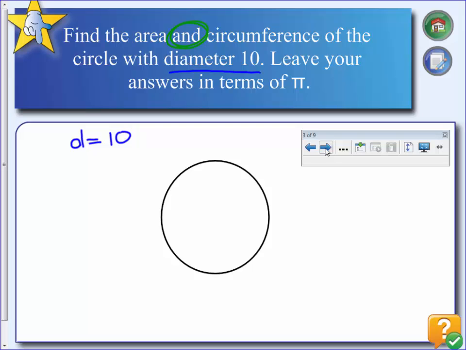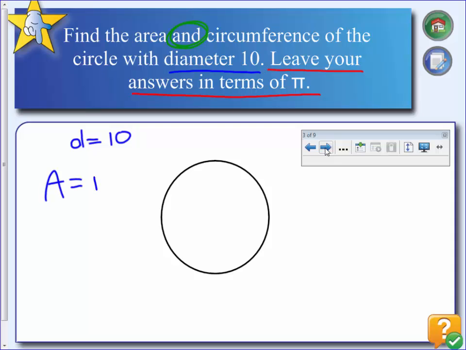Now this next part: leave your answer in terms of pi. What that means is quite literally pi is going to be left in the answer, so we don't have to do any calculating, not using 3.14 or any other approximation of that. Go ahead and pause this, find your area and circumference using the 2 formulas.